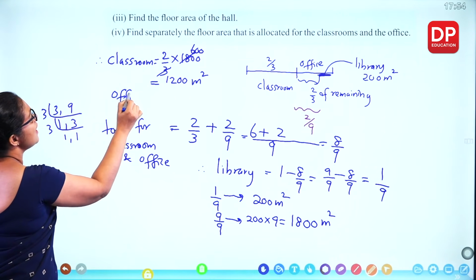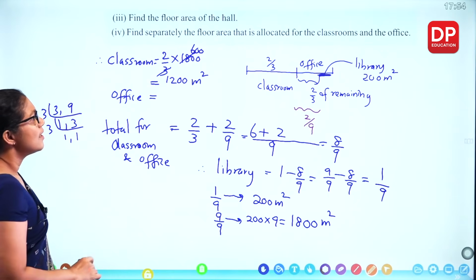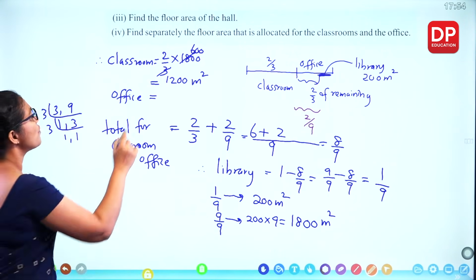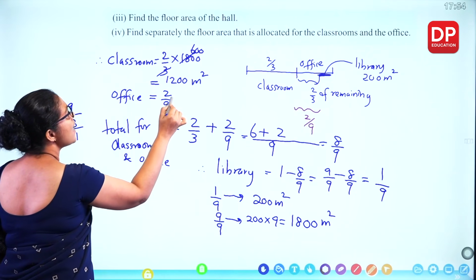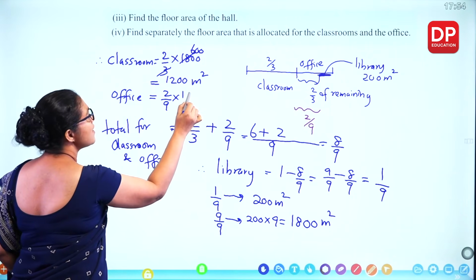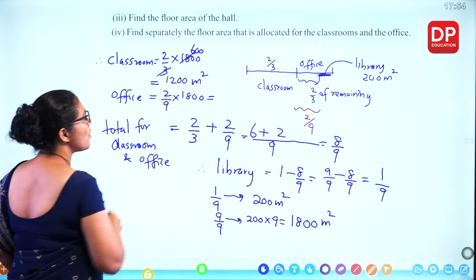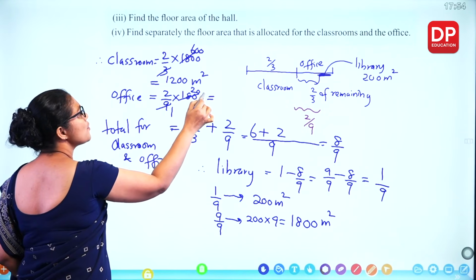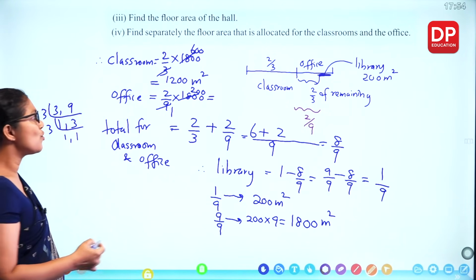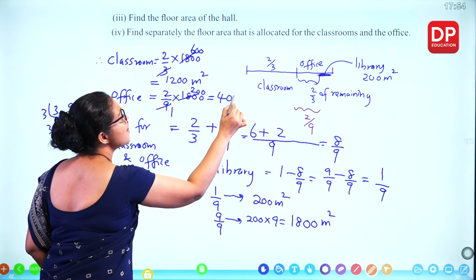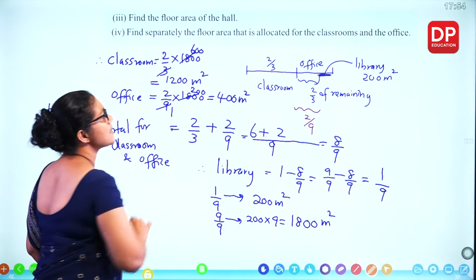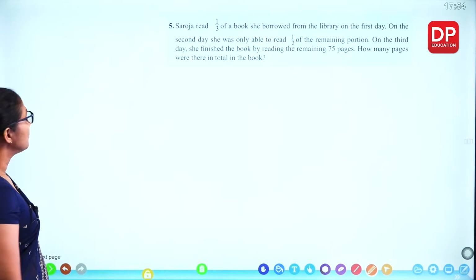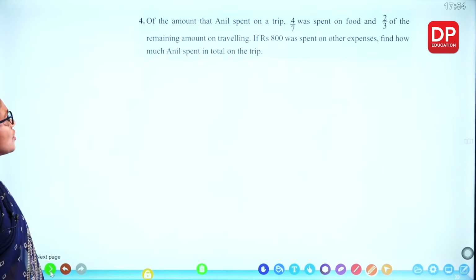Then they ask find separately both classroom and the office area. So what is the area for the office? For the office, that's 2/9 of the full area. 2/9 of full area is 1800. So what's the value? You can simplify again. 9 times 1, 9 times 2. 200 times 2, you get 400 square meters. Okay, now we'll take the next question.